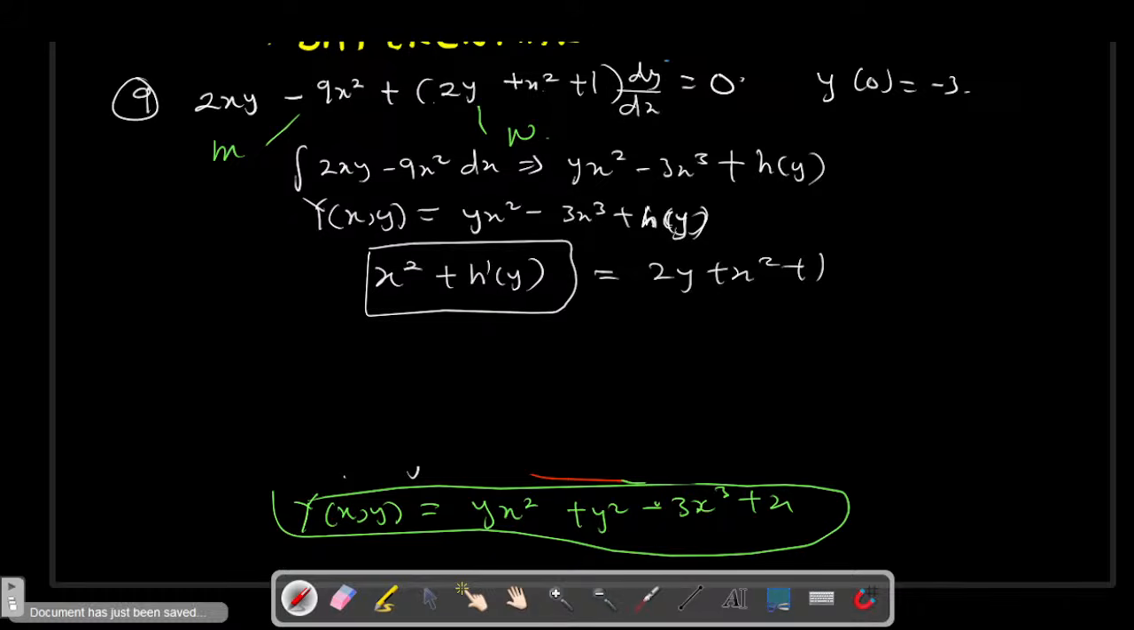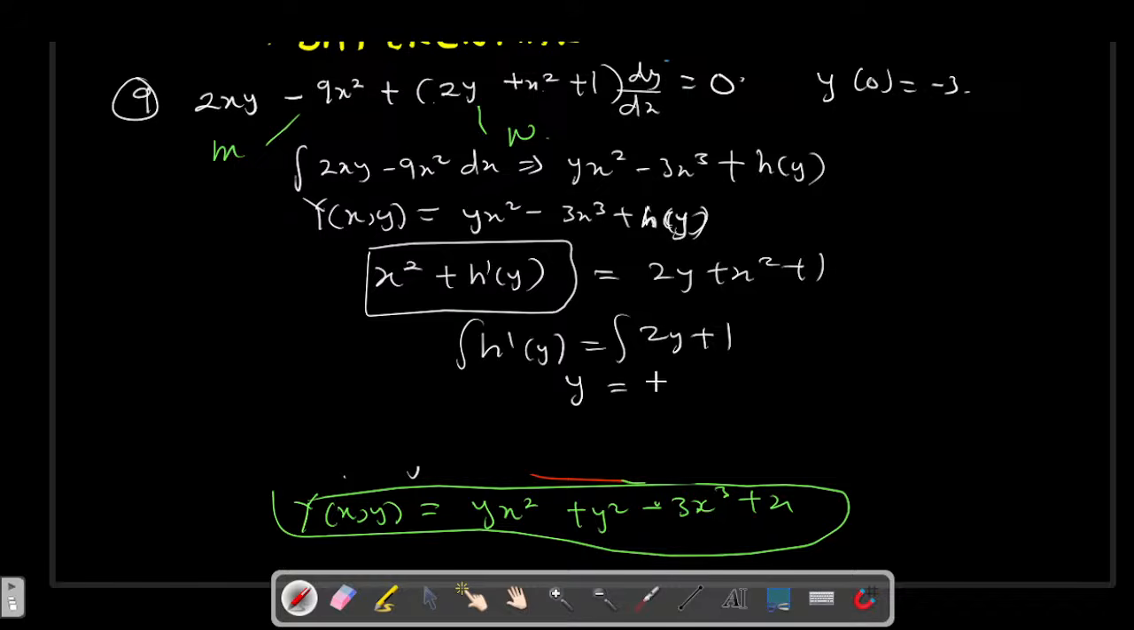At this point, we need h prime of y. So h prime of y should be equal to, I'll send my x squared there. x squared will cancel x squared, so I have 2y plus 1. I need h of y, I don't need h prime. So I integrate. I'll have my h of y equal to the integral of 2y plus 1 dy. Therefore, the answer is what? This becomes y squared plus y.